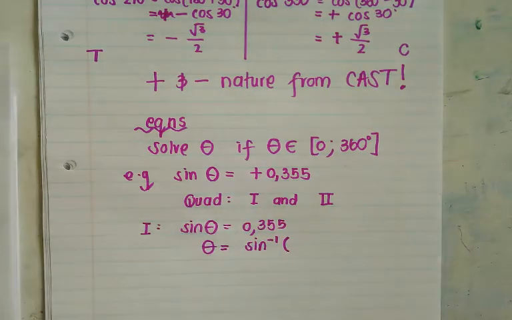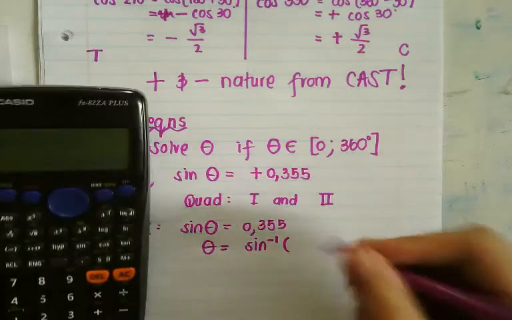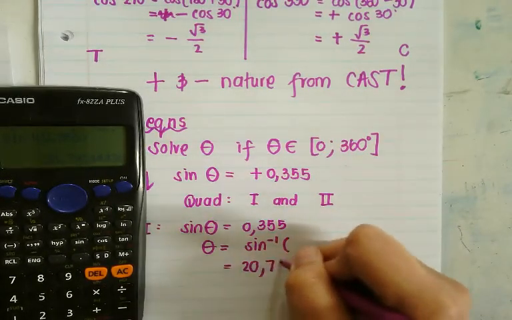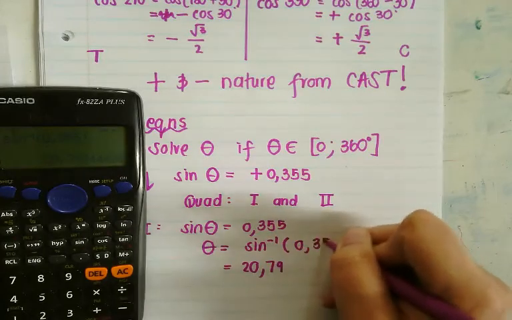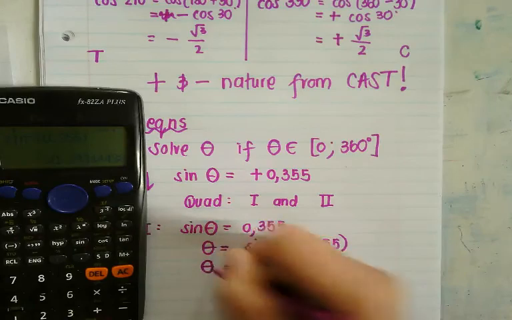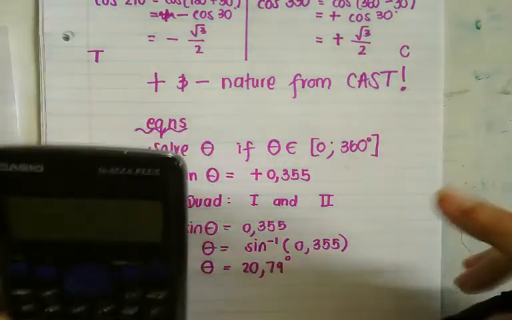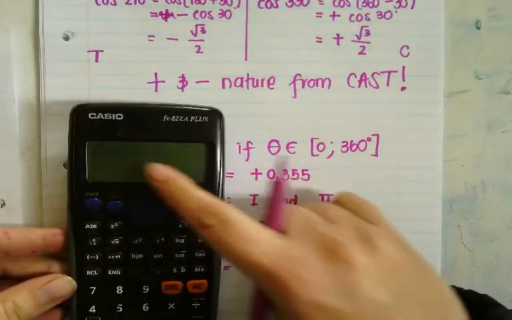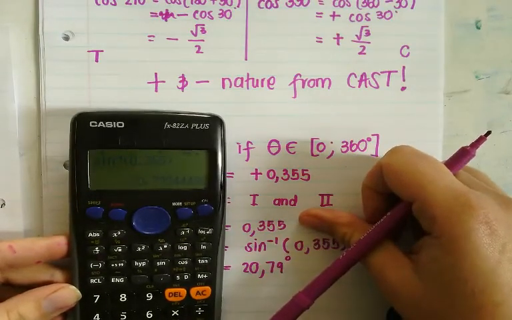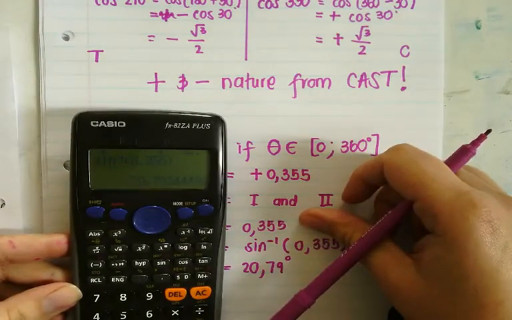So I need to find the angle, so I'm pressing shift sine 0.355. The angle is 20.79 degrees. So that's what the calculator would give you if you only looked at what we just did, and that's what we did yesterday. We only looked at one possible solution.